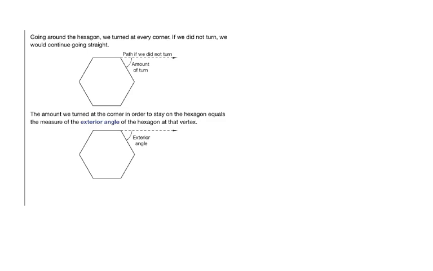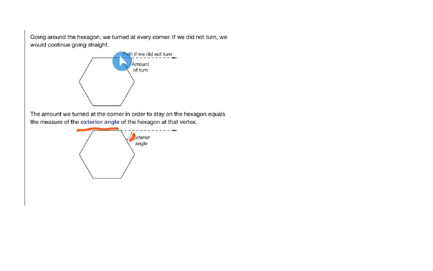Okay, now we're going to talk about exterior angles. This is our opposite of interior. Remember, our interior angles were on the inside. Our exterior angles are on the outside. Okay, and the way the book explains it is if we were going around the hexagon, we have to make a turn at every corner, right? If we didn't turn, we would just continue going on this straight path, right?